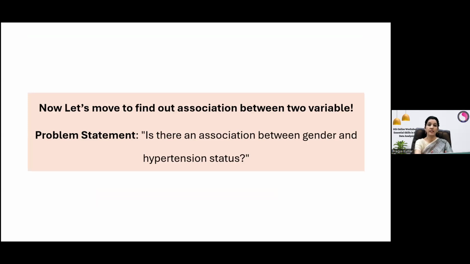So now we understand expected and observed. First, have you understood this? How do we calculate expected and what is observed? If yes, then I'll move to the next concept in a 2x2 table. Okay, Jyoti, Hilda, they are saying yes. So I'm moving ahead. The next question: is there any association between gender and hypertension status?